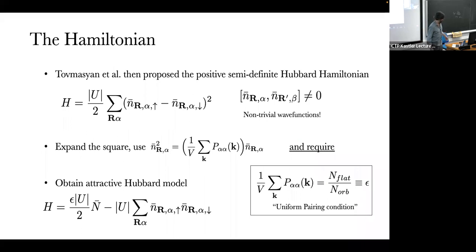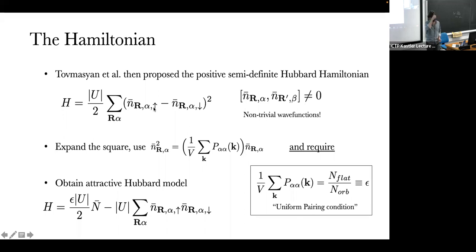Now, Päivi and Sebastian's paper, Thomas Sayan's paper, basically proposed a positive semi-definite Hubbard Hamiltonian. And this is a Hamiltonian that's the projected Sz on each site, into this band, a projected spin operator on each site. Now, if we expand this, what you're gonna get is the square of these number operators, okay? And this square is proportional to the diagonal part of the projection into the flat bands. And if you have this uniform pairing condition, which says that these projected operators, the diagonal part of the matrix element, do not depend on the orbital index alpha, then you can basically obtain from this positive semi-definite Hubbard Hamiltonian, this attractive Hubbard model, okay?